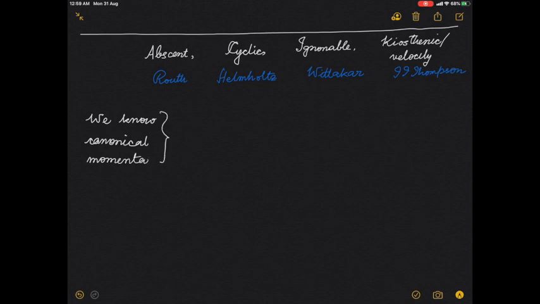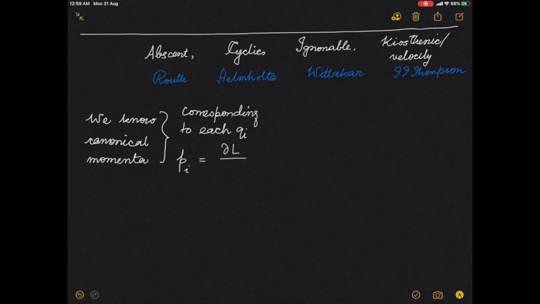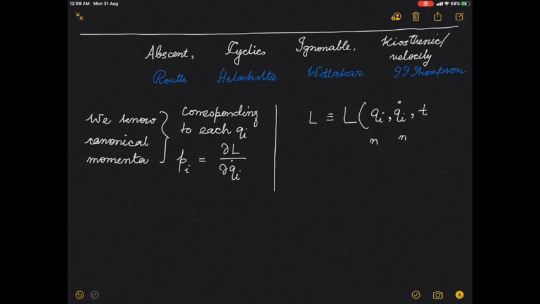So what is a canonical momentum? Corresponding to each coordinate qi, the corresponding canonical momentum pi is defined as ∂L/∂qi dot. So that we have talked about. Now, remember what the Lagrangian is a function of? The Lagrangian is a function of n qi's, n qi dots, and time.